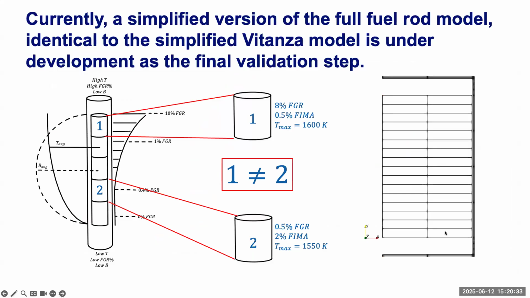Now, currently, the next step: I'm working on developing a simplified version of this full fuel rod model, identical to the simplified surrogate Vitanza model, as this final validation step. So I'm working now on creating this smaller, shorter, single pellet model of the bottom fuel pellet, and making sure that the data produced from that bottom fuel pellet can be integrated to calculate the full fuel rod, and making sure that the two match up.